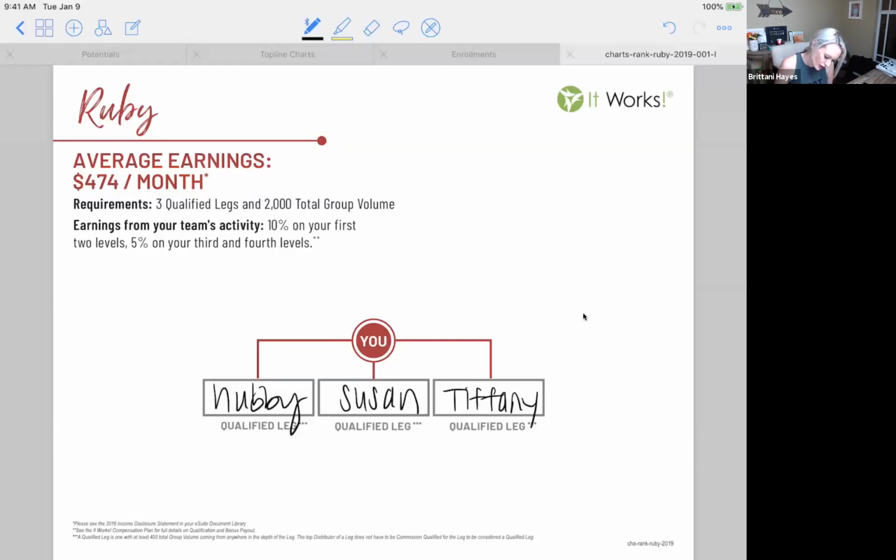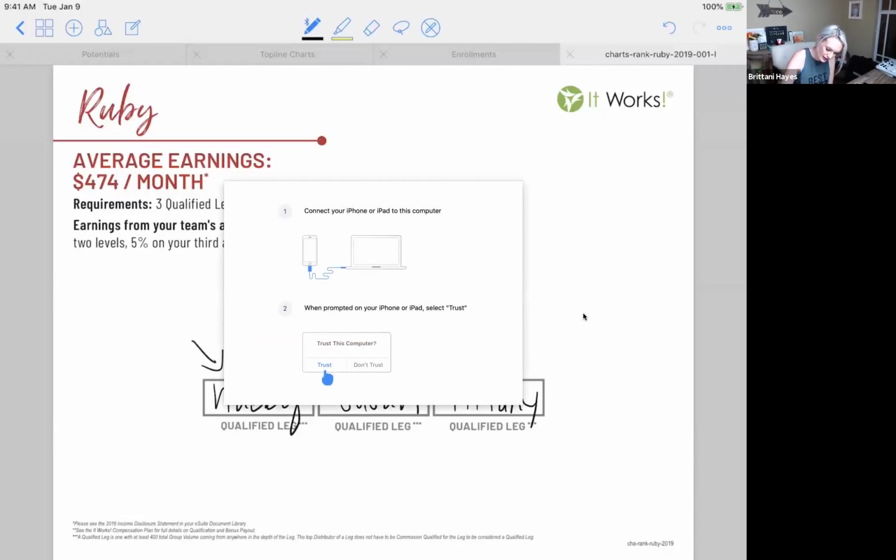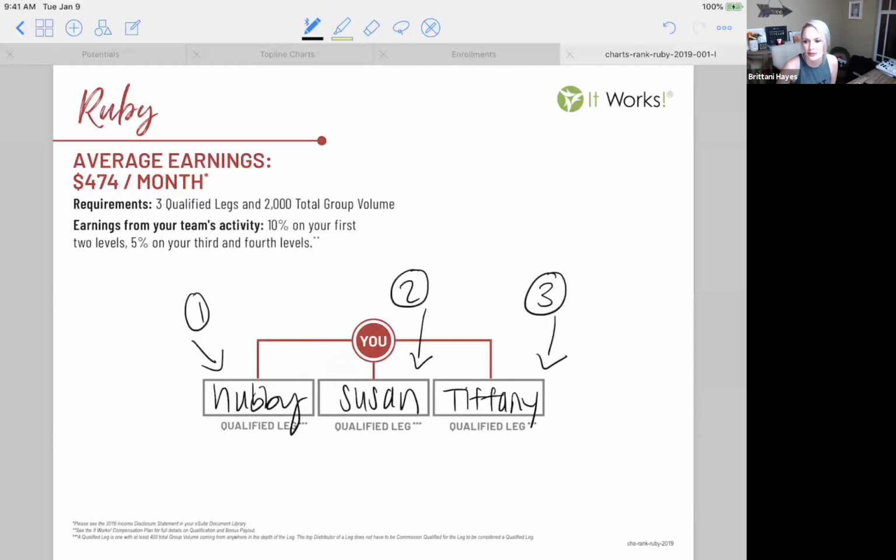The next thing you're going to want to do is obviously start placing for your fast starts. So you're going to get your husband fast start qualified, Susan fast start qualified, and then Tiffany. I'm going to number these 1, 2, 3. Let's say after getting your husband fast start qualified, oh, sorry guys, let me move that. Let's say after getting your husband fast start qualified, Susan has already gotten herself fast start qualified. She already has her first few customers. Well, then in that case, you're going to come over and you're going to get Tiffany fast start qualified.